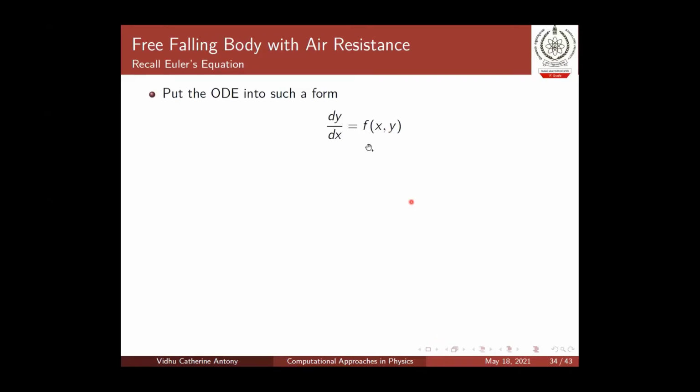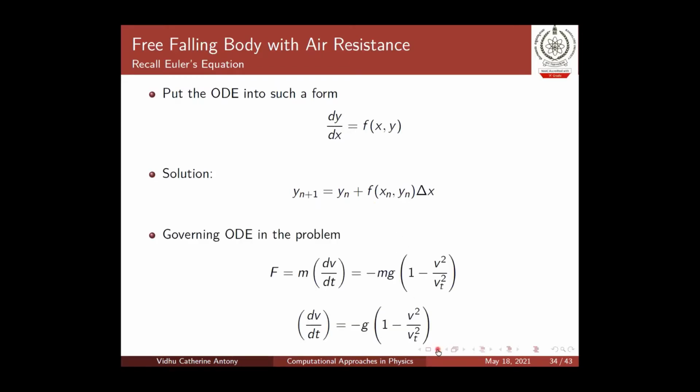So you put the ODE into such a form. You put it in the form of dy by dx is equal to f of x. And then the solution to that, this is basically Euler's equation revision: yn plus 1 is equal to yn plus f of xn, yn times delta x. Now you have this governing ODE in the problem. So you have F is equal to m dv by dt.